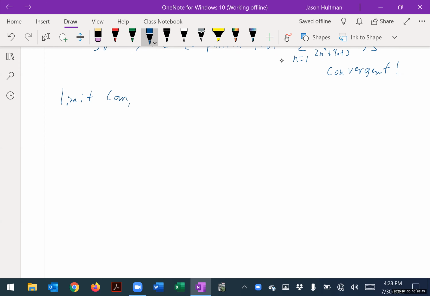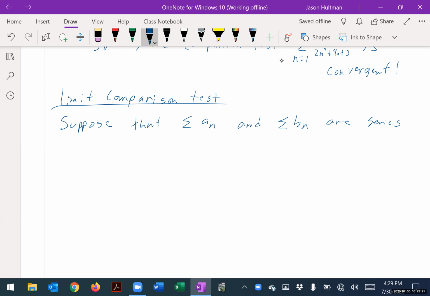Okay, let's talk about the limit comparison test. Limit comparison test. Suppose that the summation of a sub n and the summation of b sub n are series with positive terms.